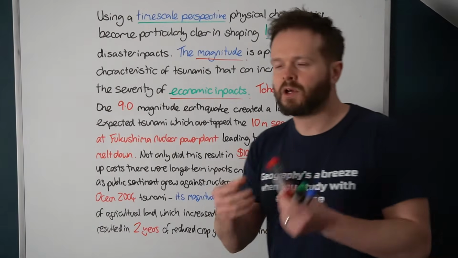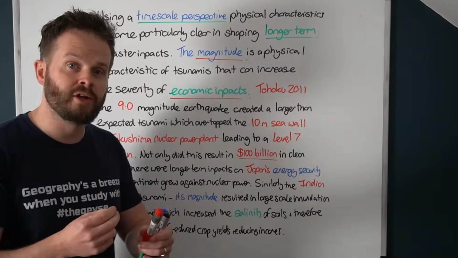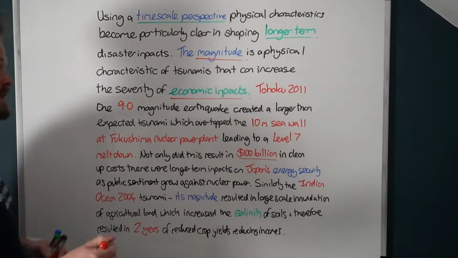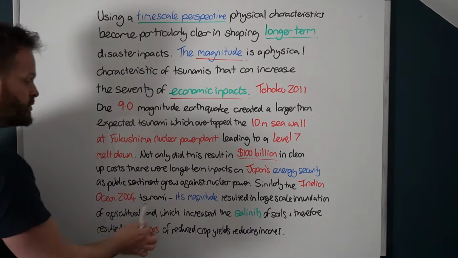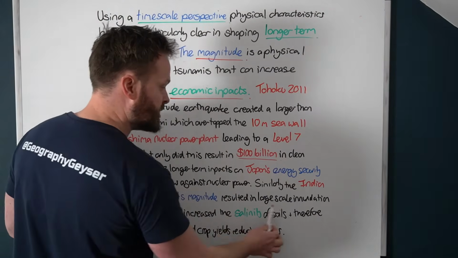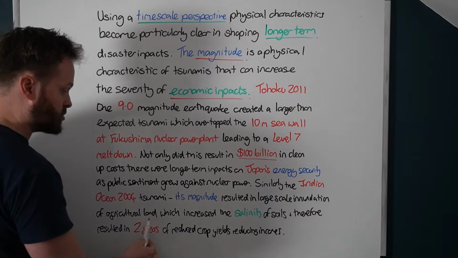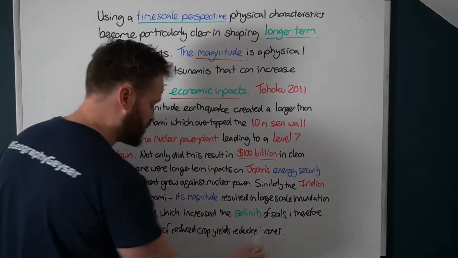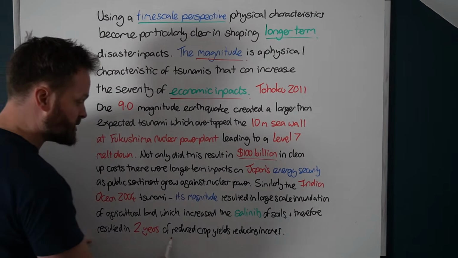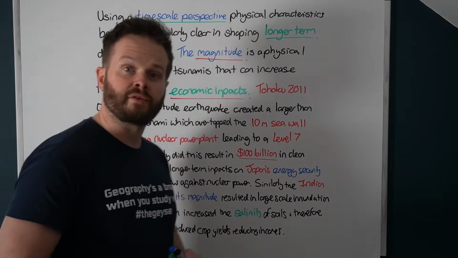We're bringing in a little bit of carbon EQ2 here, so we're being synoptic. You'll get credit for being synoptic. Similarly, the Indian Ocean 2004 tsunami, its magnitude resulted in large-scale inundation of agricultural land, which increased the salinity of soils and therefore resulted in 2 years of reduced crop yields, reducing agricultural incomes.